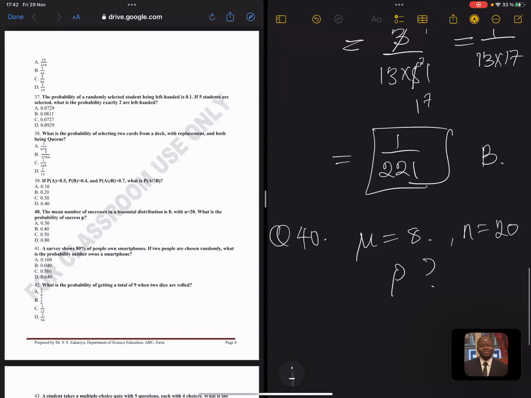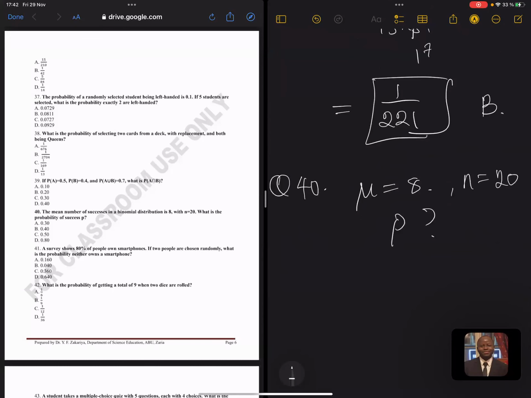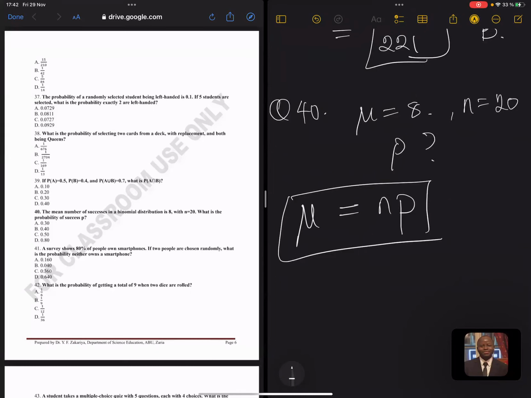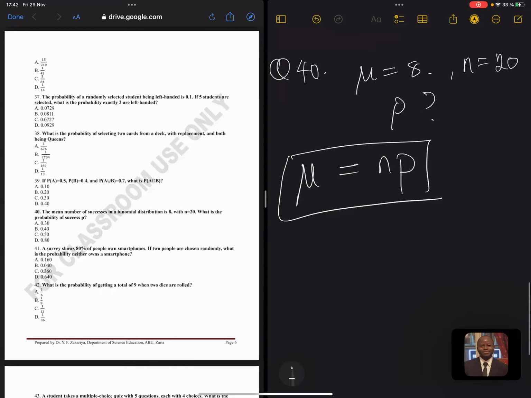Binomial distribution has a mean, and at the same time, it has a standard deviation. Take note of this. The mean of a binomial distribution, mu, is np, the product of the number of times you repeated the experiment and the probability of success. And the standard deviation of a binomial distribution is the square root of np times (1 minus p).